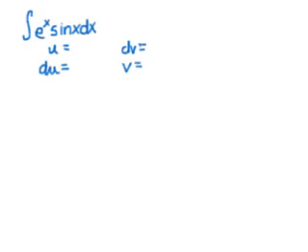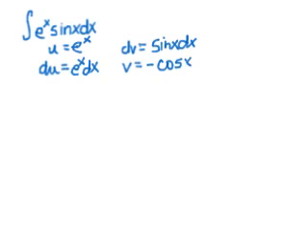It doesn't really matter which one you pick to be u and which one you pick to be dv, but when you do it a second time, you need to be consistent and pick the same type of function as your u and your dv. So I'm going to start with e^x, and the derivative of e^x is just e^x dx. And so that means sin x dx is my dv, and its antiderivative is negative cosine x.